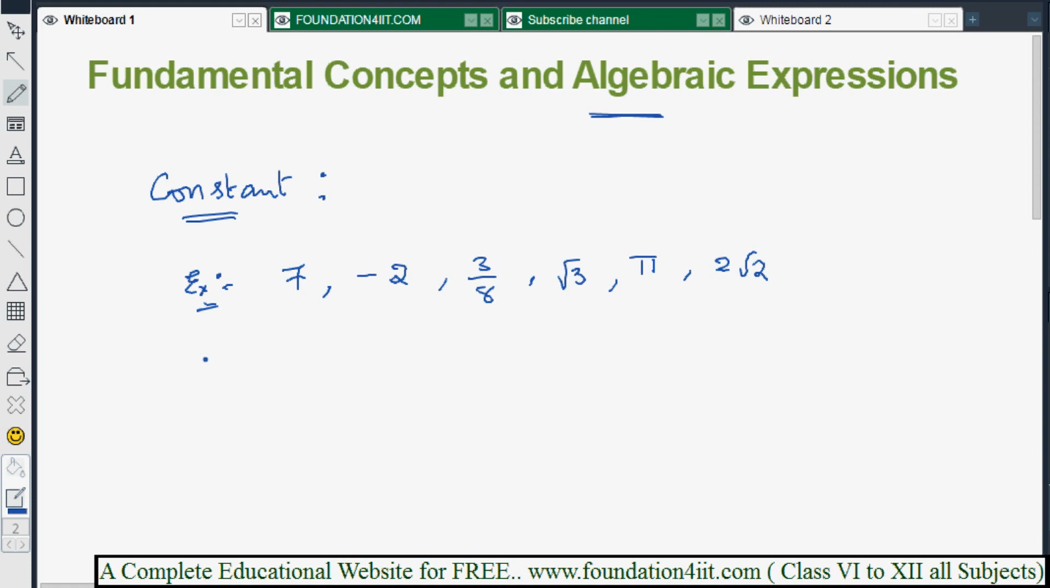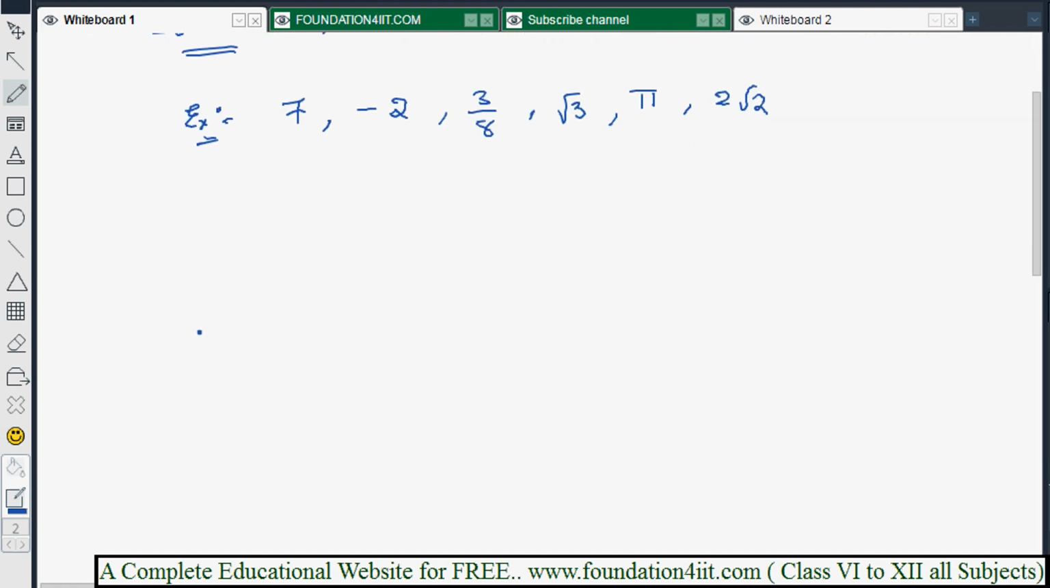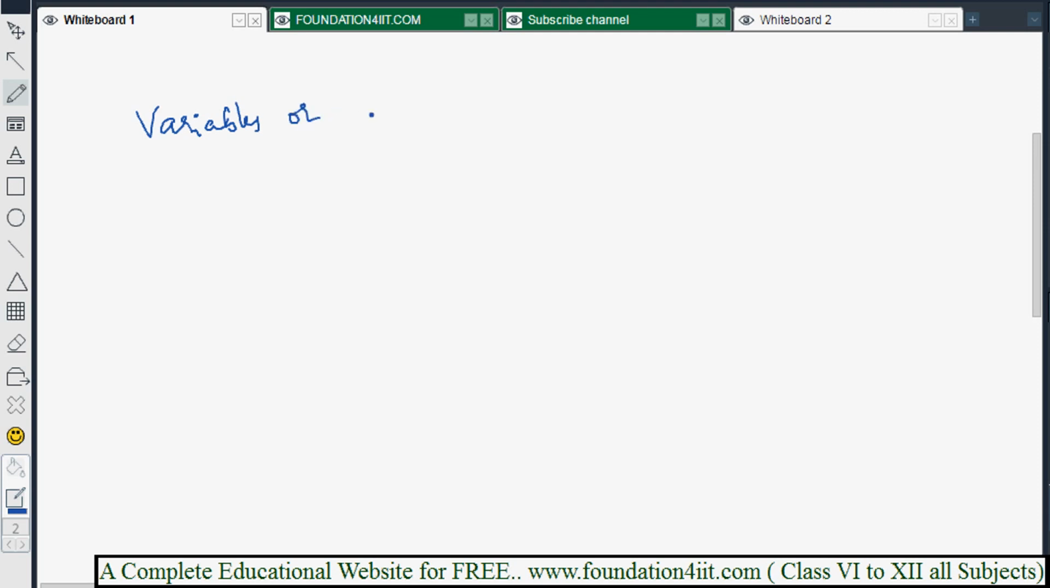Now variables or literals. These are all fundamental basics we'll use in this chapter one by one. You must know about these terms first, then you can understand the topic easily. What is a variable or a literal? A symbol which takes on various numerical values is known as a variable or literal.